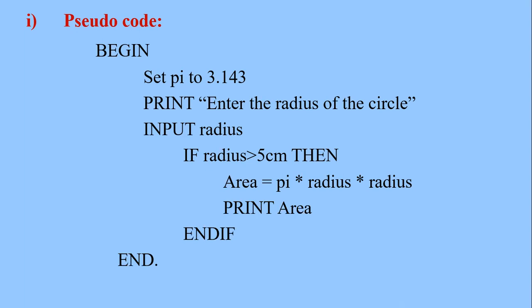So my dear students and the rest of the learners, this pseudocode illustrates very clearly that this program will only calculate the area of the circle if the radius entered is more than 5. Otherwise, nothing will be done. If anything is entered which is less than 5, there will be no computation or calculation of the area.